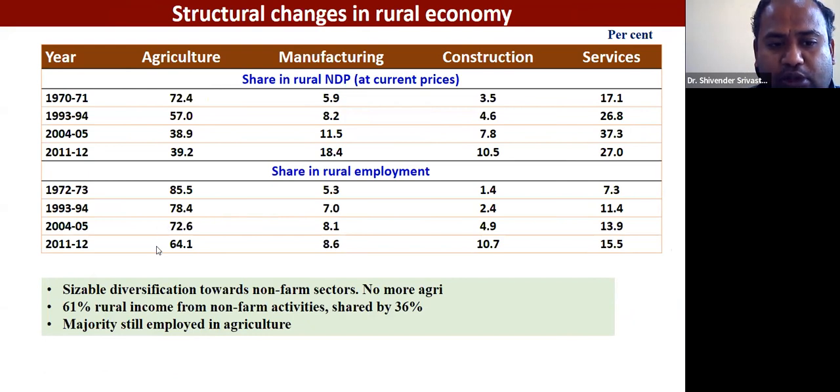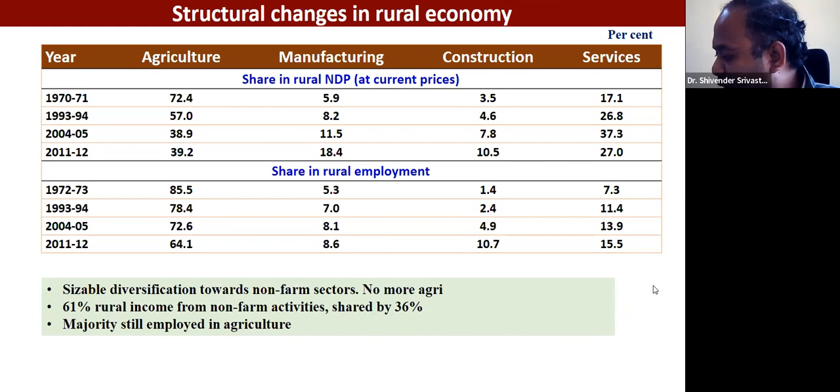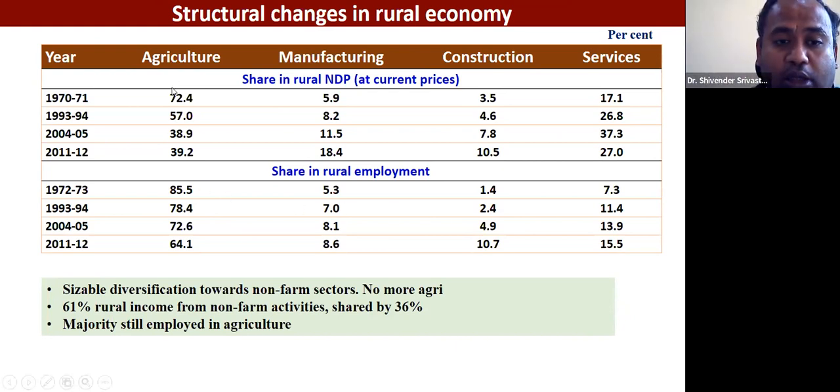Because of this differential growth among the sectors, you can clearly see how the share of agriculture in total output is declining. Let us not consider national output; let us see only the rural economy, and how the rural output is distributed among the subsectors. Out of total rural output, about 72% was agriculture in the 70s, which declined to 39%.